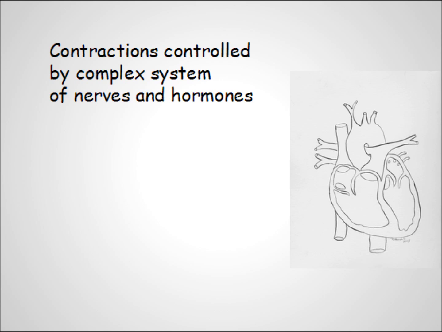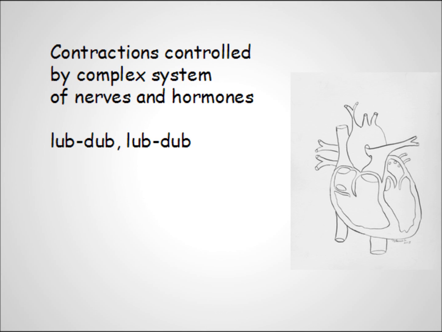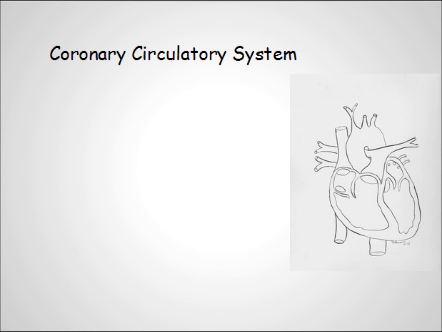All of these contractions are controlled by a complex system of nerves and hormones. The nerves fire to tell the atria and then the ventricles to contract. It is that coordination that gives us the lub-dub, lub-dub, lub-dub of our heartbeat.